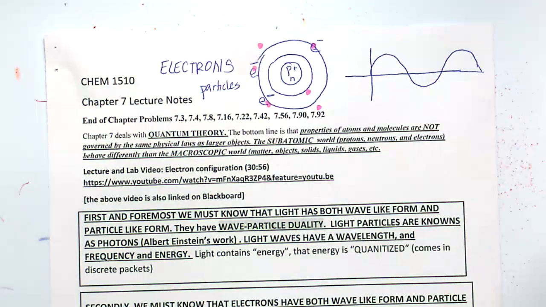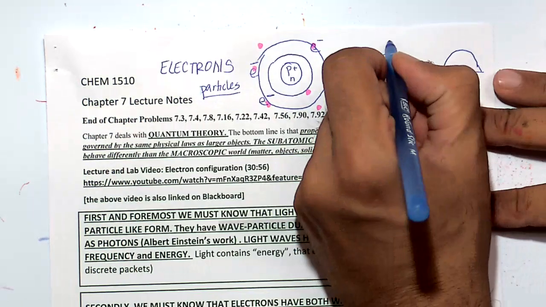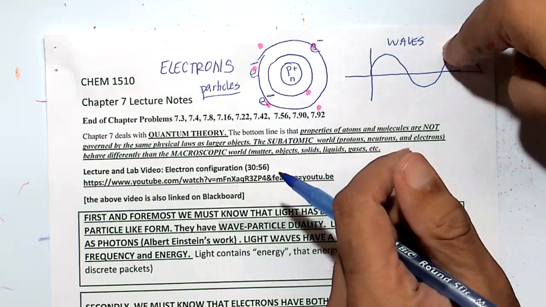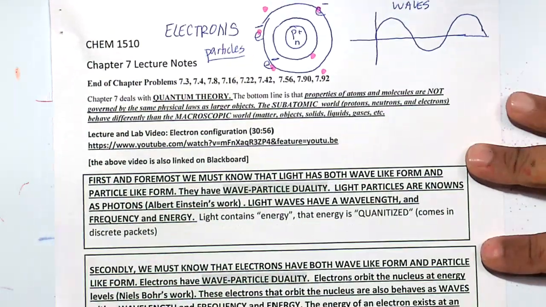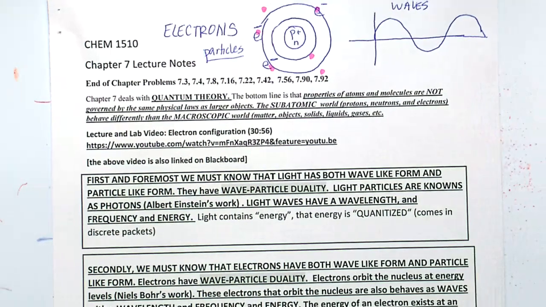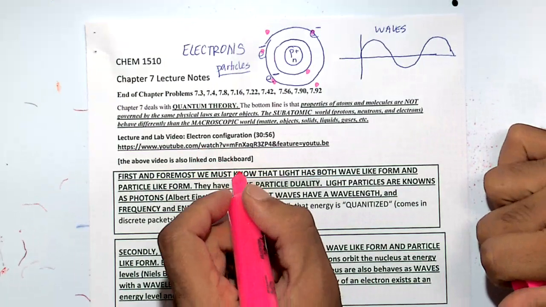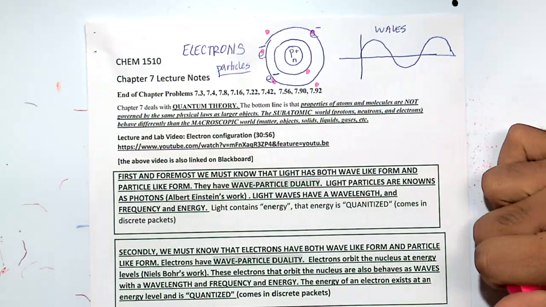Waves. Okay. So an electron or electrons are not just particles, they are also waves. They display behavior of a wave. They display behavior of a particle. So electrons, a subatomic particle, have wave-particle duality. It's not a wave exclusively. It's not a particle exclusively.